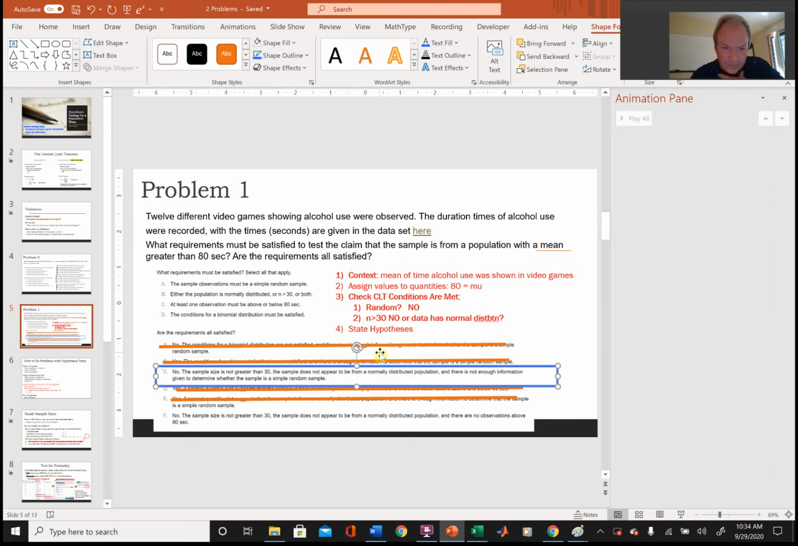Okay, let's see. The sample size is not greater than 30 on F. Okay, that checks. The sample doesn't appear to come from a normal distribution. Yes. And there are no observations above 80. Well, that last condition is not one of the ones that we check, right? We don't check to see if there's a value above or below the mean in order to use the central limit theorem. What they should have in lieu of that is that the sample appears to be random, and they don't. So it's not going to be F either, and therefore our answer is going to be C.